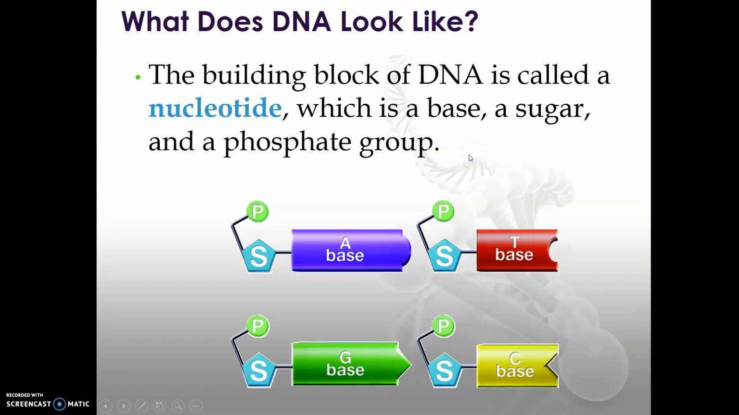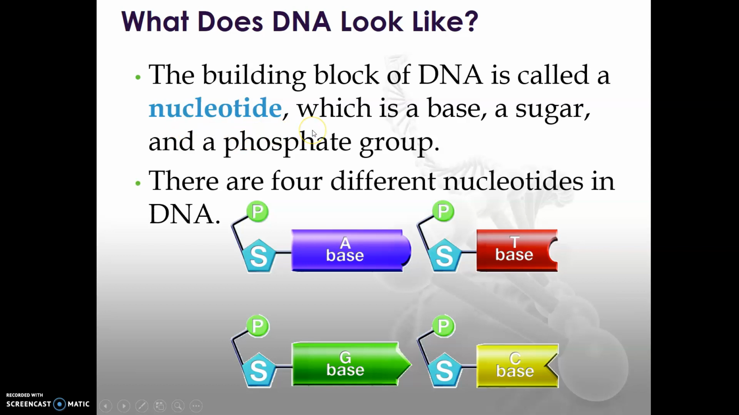The building block of DNA is called a nucleotide, which is a base and a sugar and a phosphate group. This is a nucleotide, a base, a sugar, and a phosphate group. And the sugar is this shape because of its molecular structure. So a base, a sugar, a phosphate group, a base, a sugar, a phosphate group, and so on. Okay, that is a nucleotide. There are 4 different nucleotides in DNA. We have an A base nucleotide, a T base nucleotide, and these two pair together. We have a G base nucleotide and a C base nucleotide, and G and C pair together.